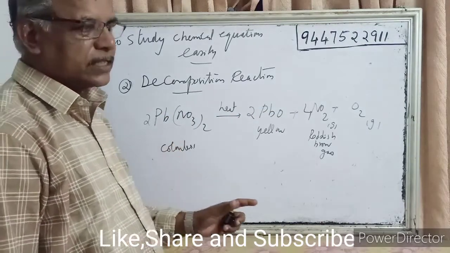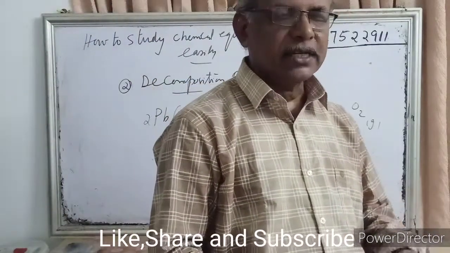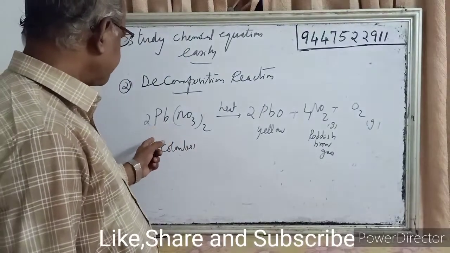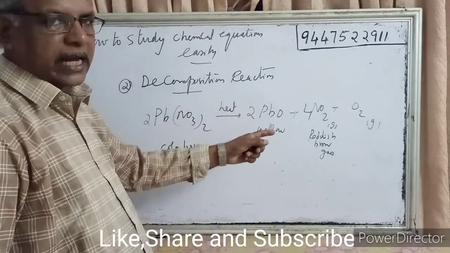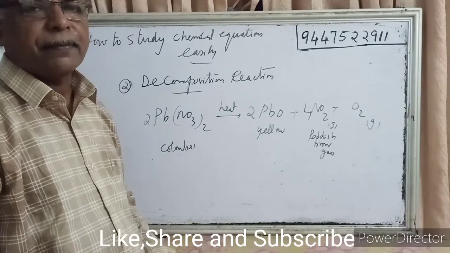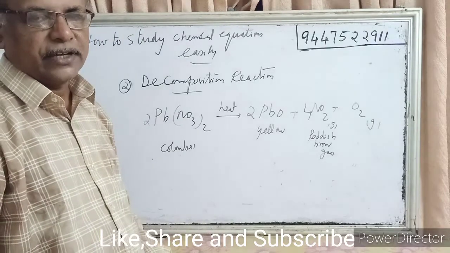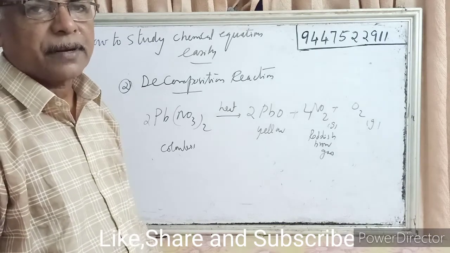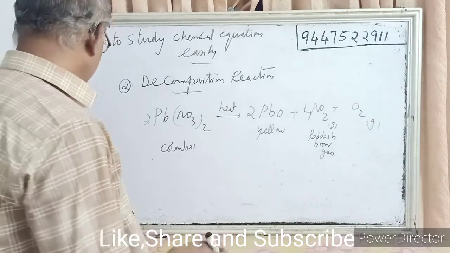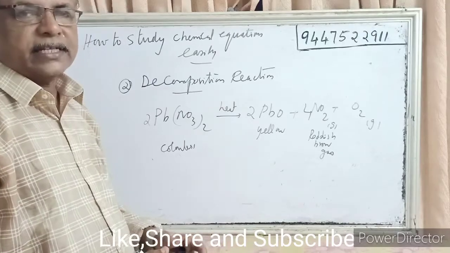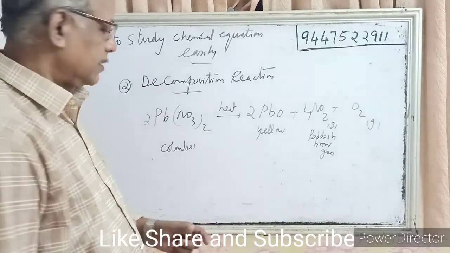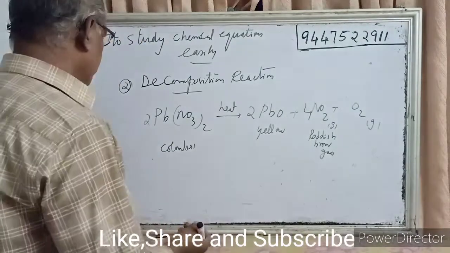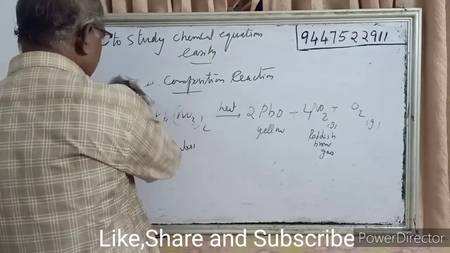So these are decomposition reactions. A single reactant breaks down into simpler products. Here the decomposition is carried out by heat, so they are known as thermal decomposition reactions. If a decomposition reaction is carried out by heating, that process is called thermal decomposition. If you use electricity, that is electrolysis. If you use water, that is called hydrolysis. They are decomposition reactions.